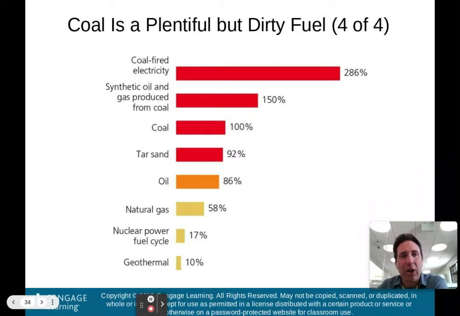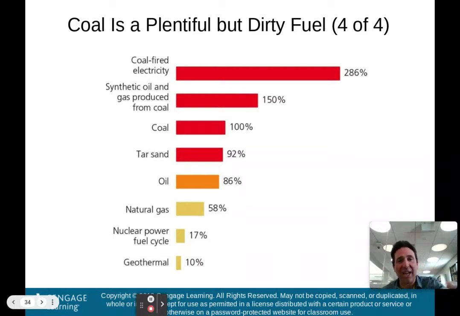That's how much carbon dioxide we are putting into the atmosphere. There's your synthetic oil and gas production from coal, 150%. Coal itself, 100. So if you're just burning coal, there's the 100%. That's where the difference is. So obviously, coal-fired electricity produces so much more carbon dioxide than just burning coal itself. Synthetic oil and gas produced from coal has a higher percentage of carbon dioxide emitted than just burning coal.